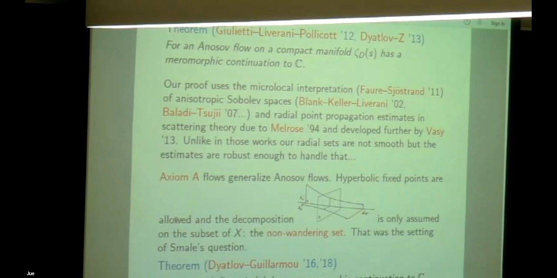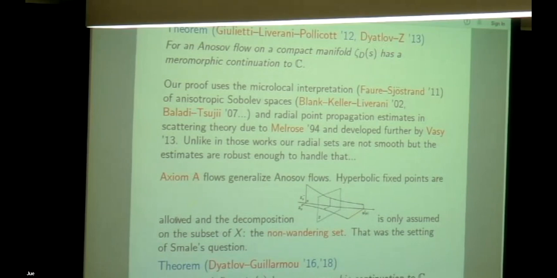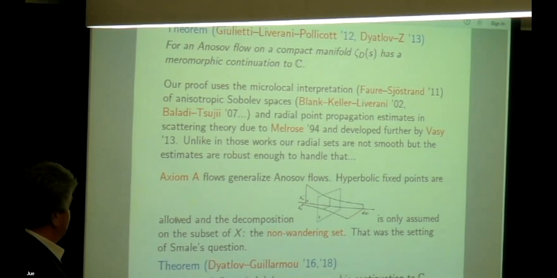And there is more actually, a conjecture by Smale in a slightly different setting, which was that Axiom A flows would generalize Anosov flows. So, for instance, this kind of billiard that I showed you is morally an Anosov flow. If you take several convex bodies, then your trapped set is very thin, but you still have hyperbolicity properties, and that's essentially an example of an Axiom A flow. So that includes Axiom A, and then the theorem about meromorphic continuation is quite general.